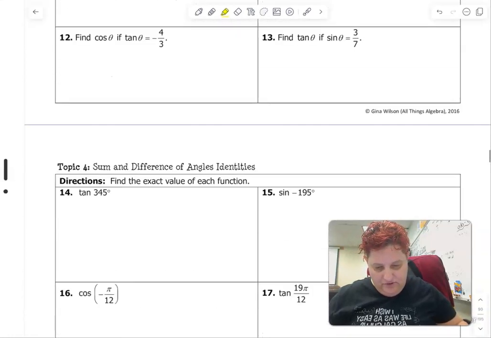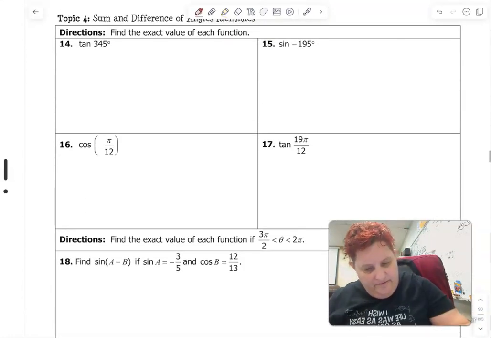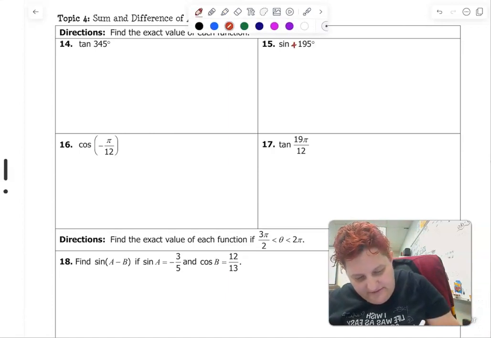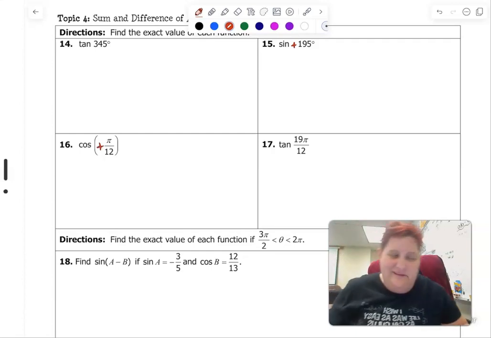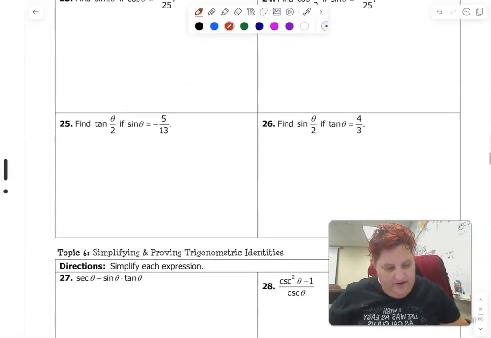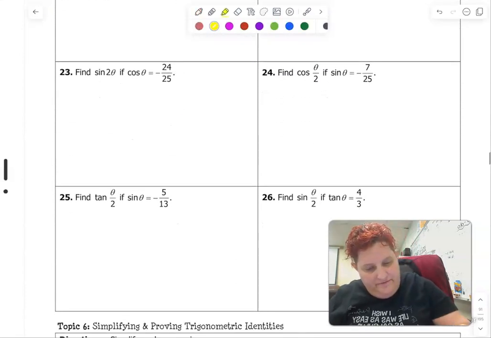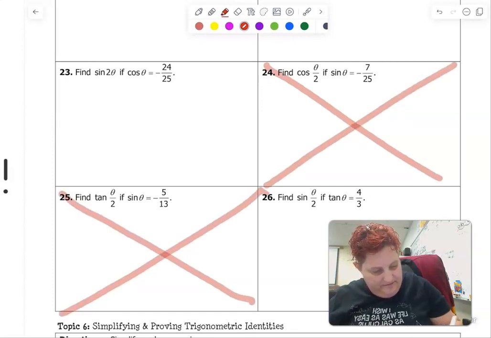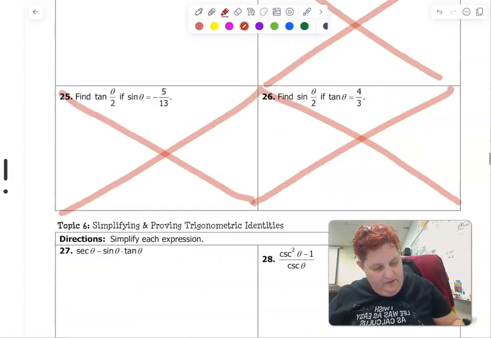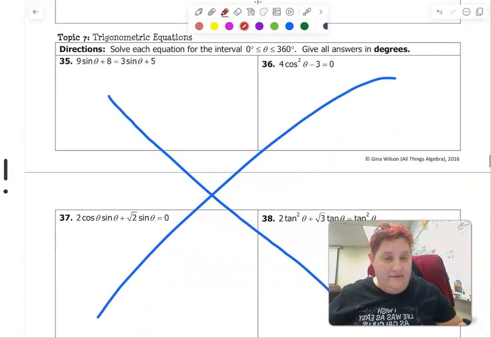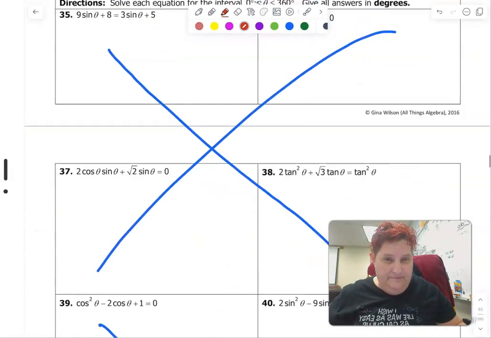Couple of things real quick. On number 15 and number 16, we're going to go ahead and just make those positives, because when we did those, we talked about how it's a little trickier with a negative. Let's make this easier, okay? Down to 24, 25, and 26, we're crossing those out. We're not going to do half angles. We did not have time. And then I believe, yeah, starting with 35 on, we're not doing any of those, okay?